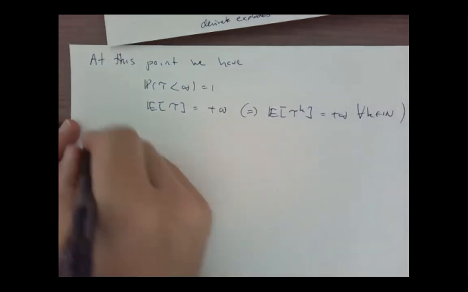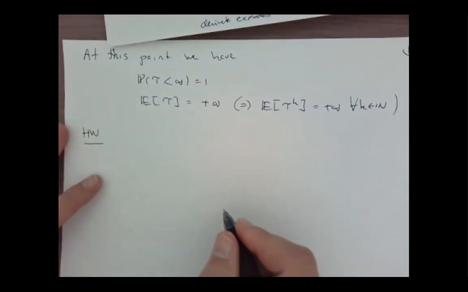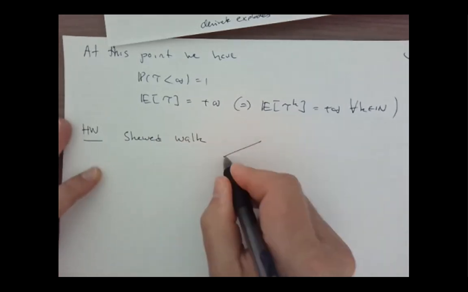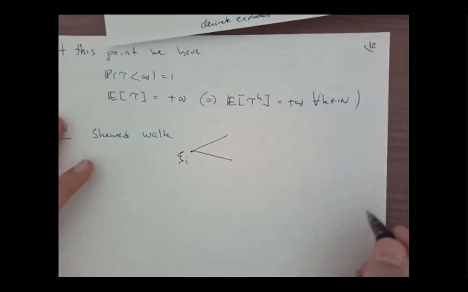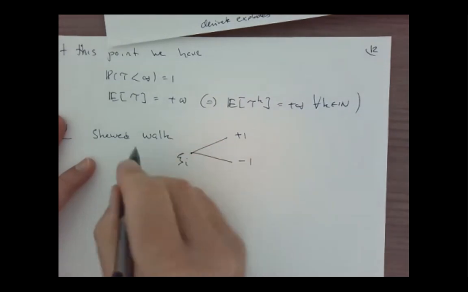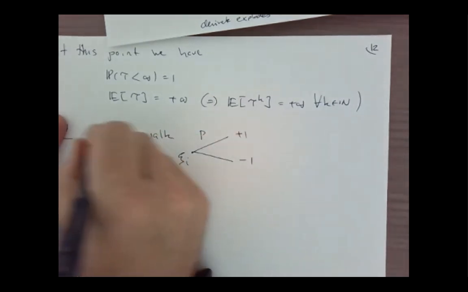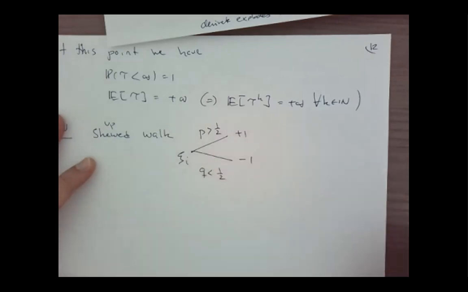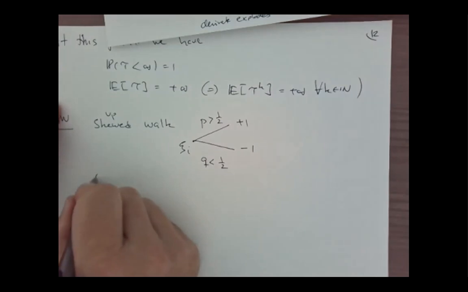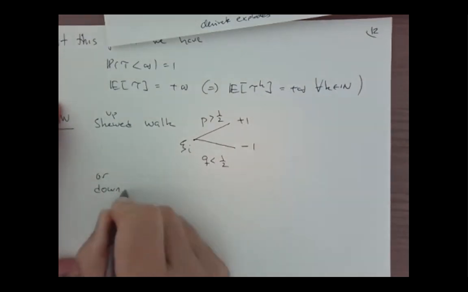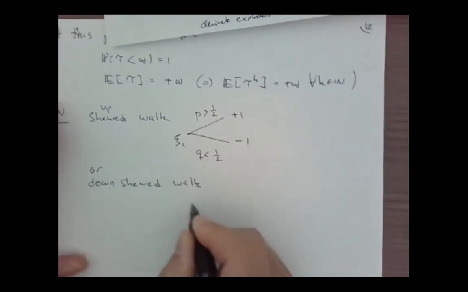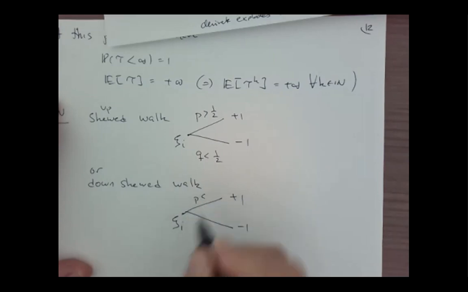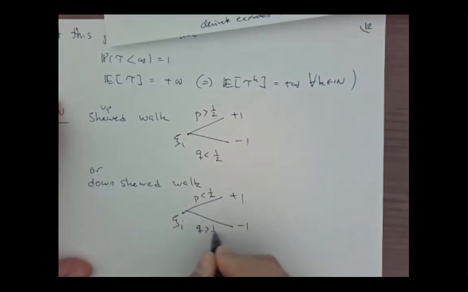So what I said was, in your homework, you could have a skewed walk. Your flips are still going to take the values plus and minus 1, but if it's a skewed walk, you could, for example, have an up-skewed walk, with P bigger than a half and Q less than a half. Or you could have a down-skewed walk: you go up to 1, you go down to -1, and your psi now has a smaller probability of going up and a bigger one of going down.